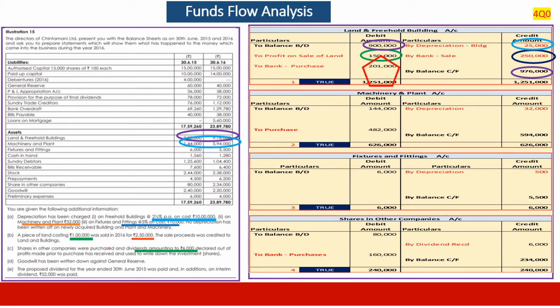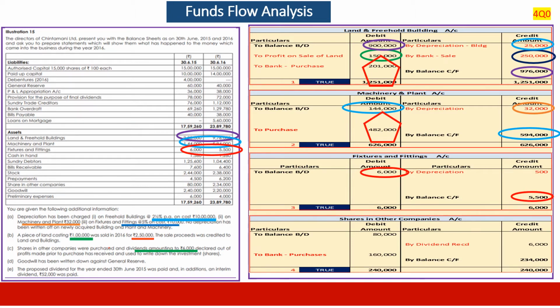Then we come to machinery and plant account. 1,44,000 has gone up to 5,94,000. And as per the depreciation calculations, machinery and plant depreciation is 32,000, absolute amount is given, and the difference between the two sides has got to be bank payment for purchases, 4,82,000. Once again, it is a missing item to be used for funds flow.